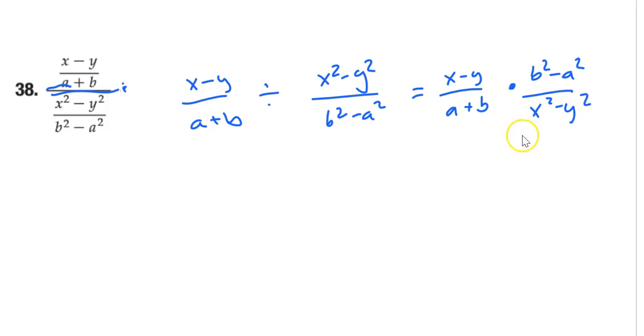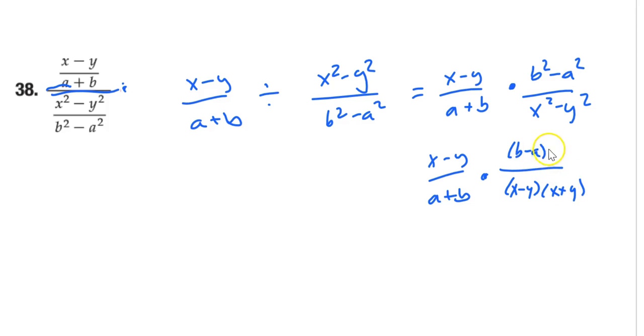Right, now before I find my restrictions, I got to factor this. So this side's the same. This side is a different difference of two squares, right? Even though there are no numbers, same concept. I got two squares that are being subtracted. So this is x minus y, x plus y. And this is b minus a, b plus a.